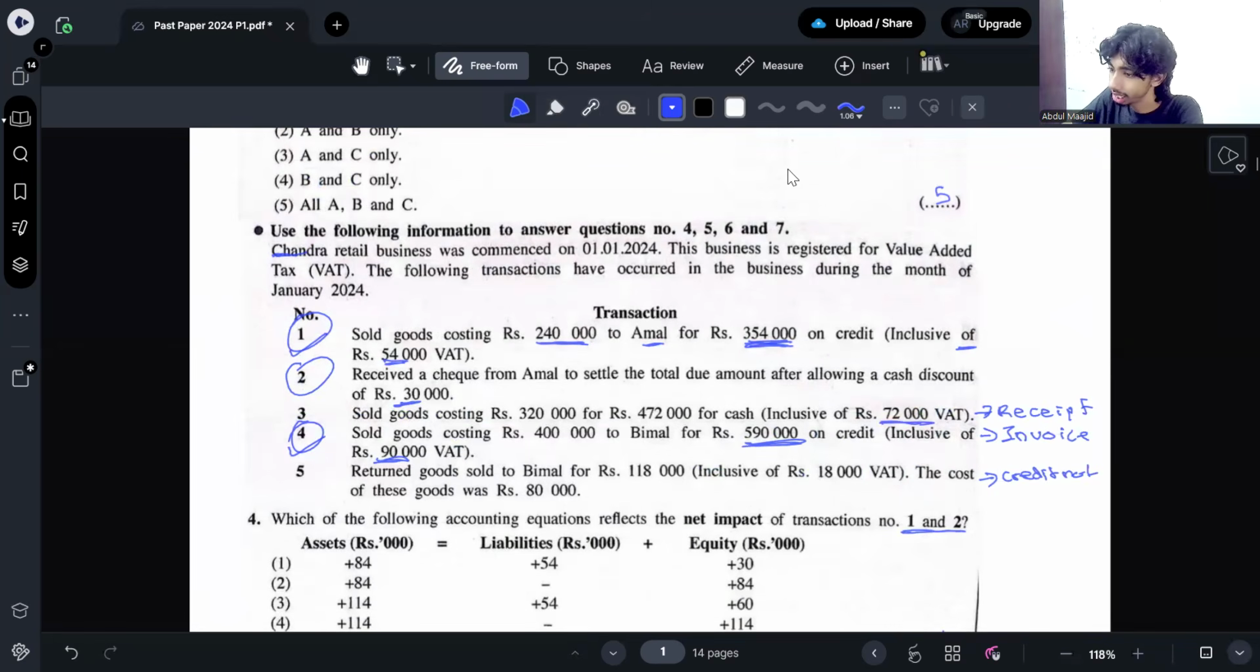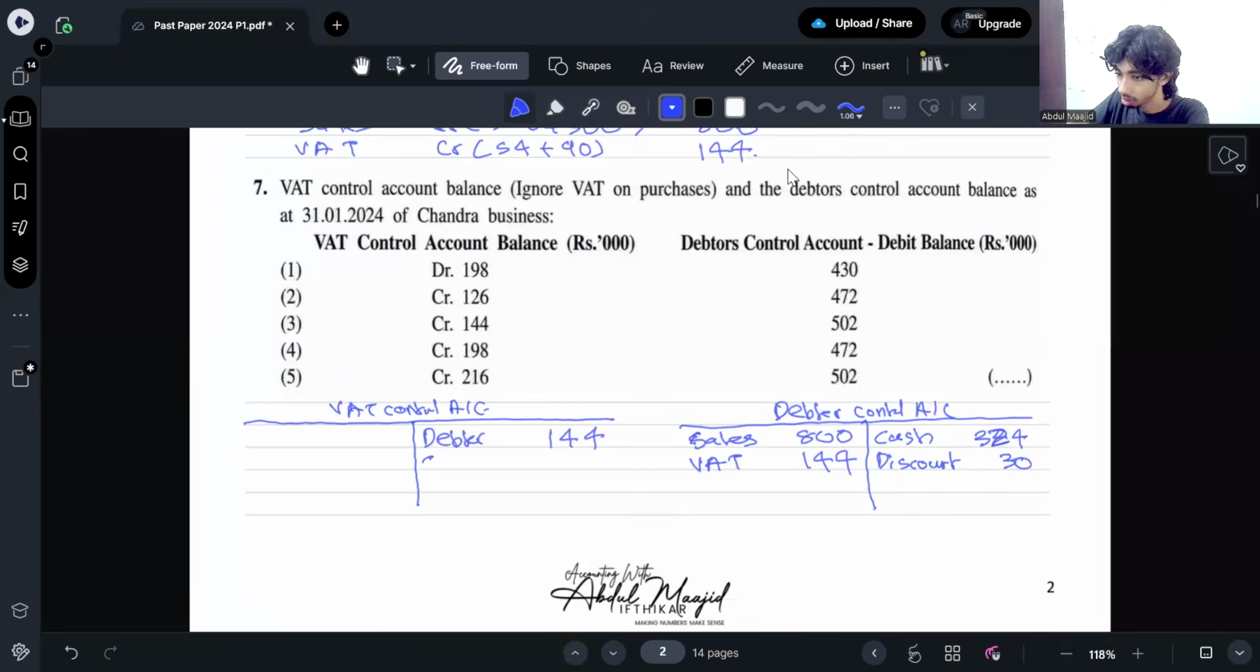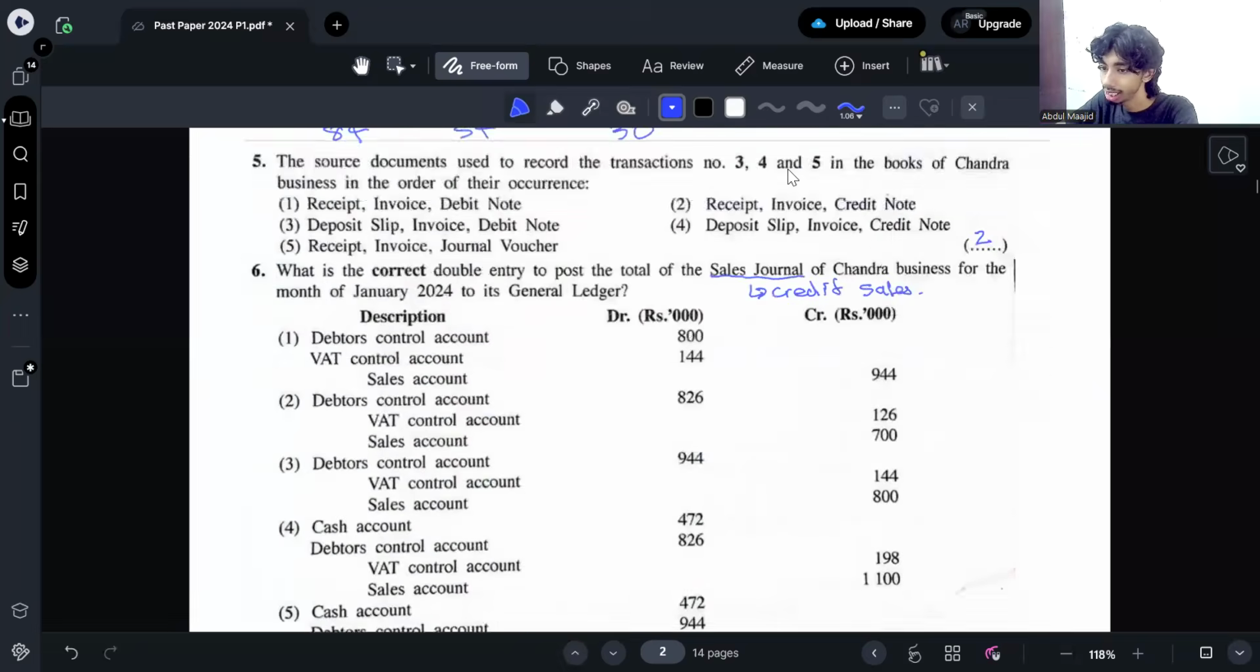Third one, sold goods costing 320 for 472 on cash, including 72,000 VAT. So that will affect the VAT control account. You can say cash 72. 72.